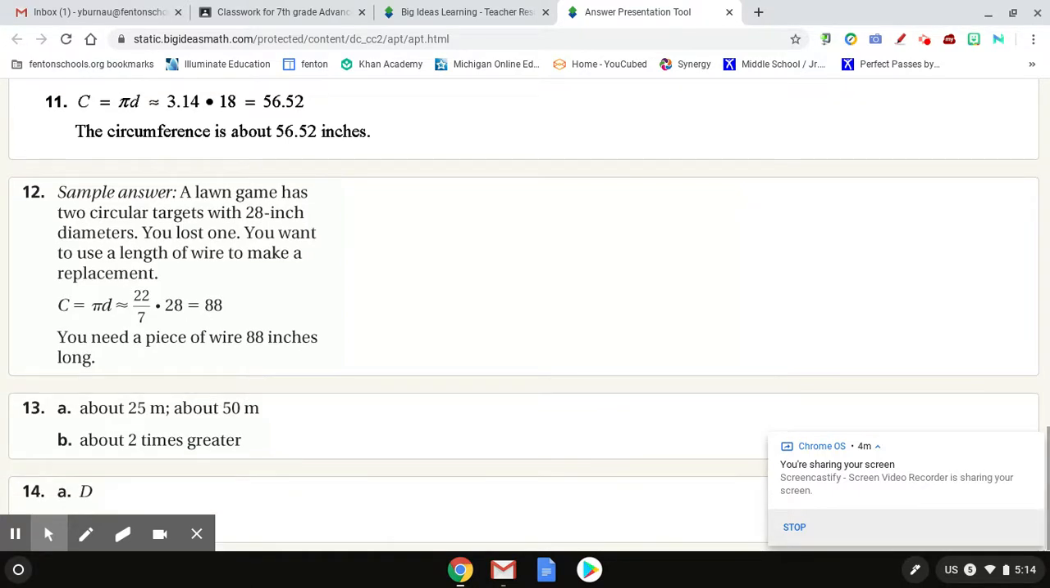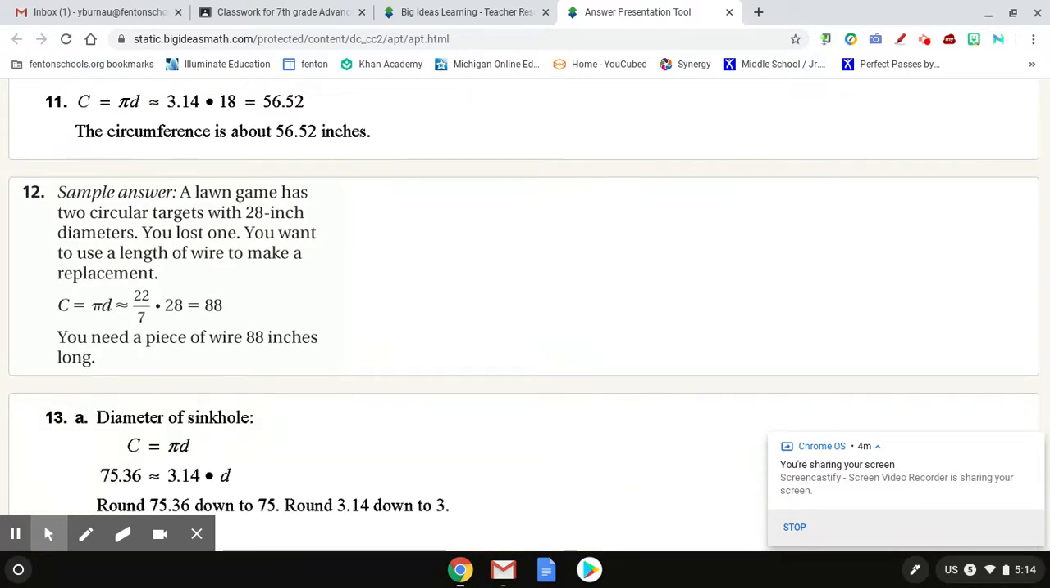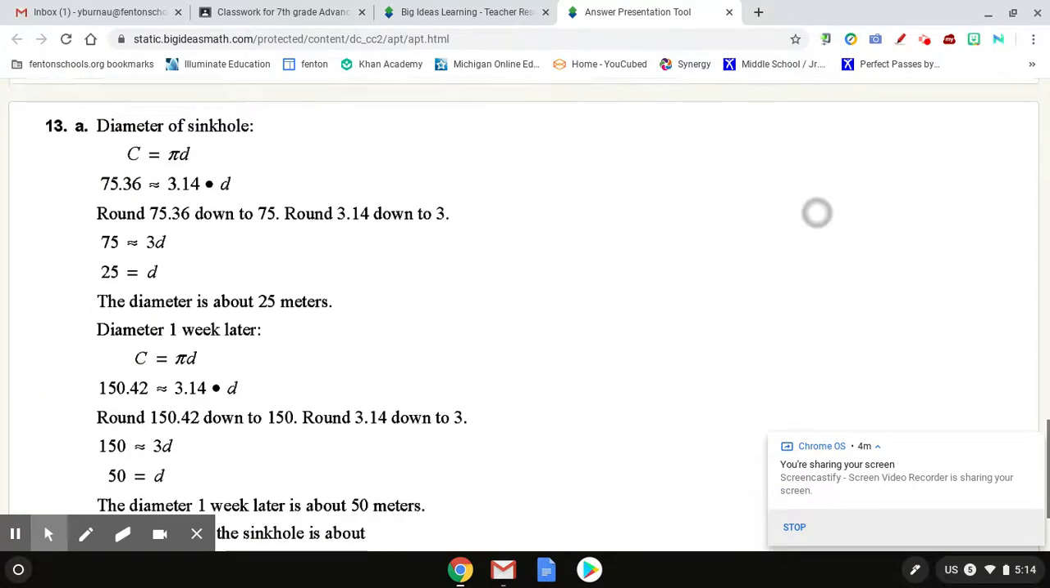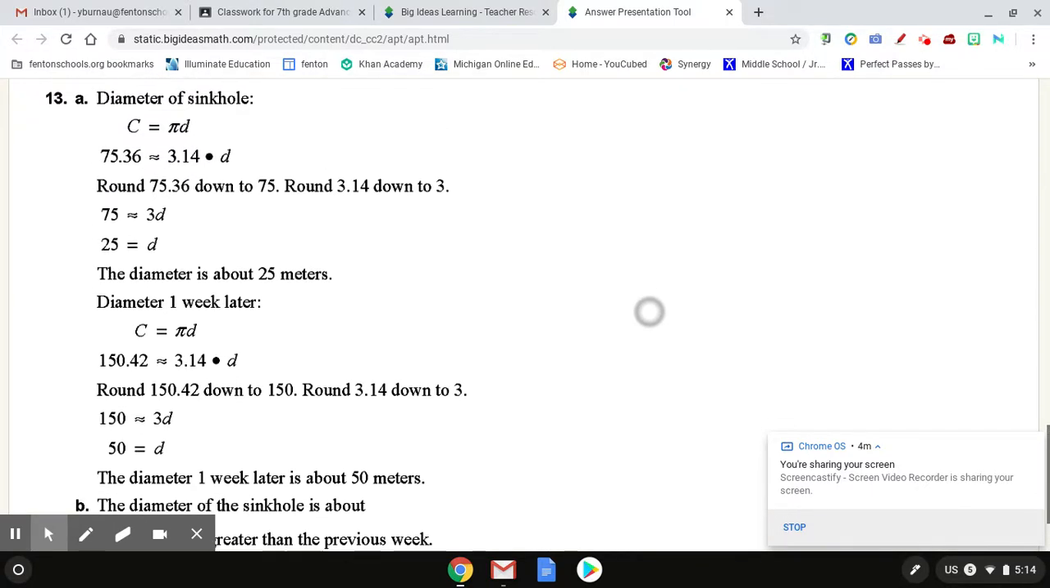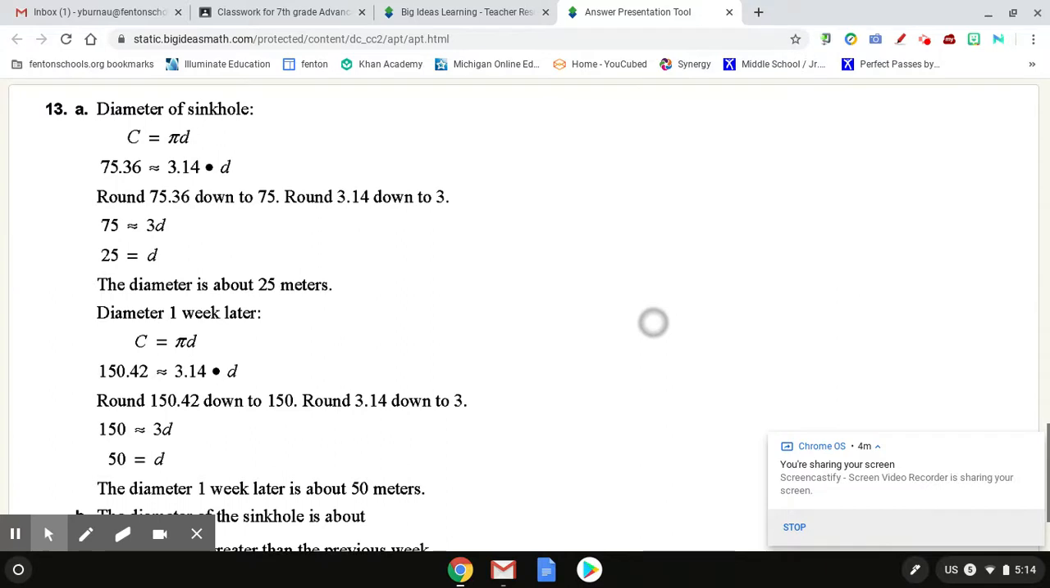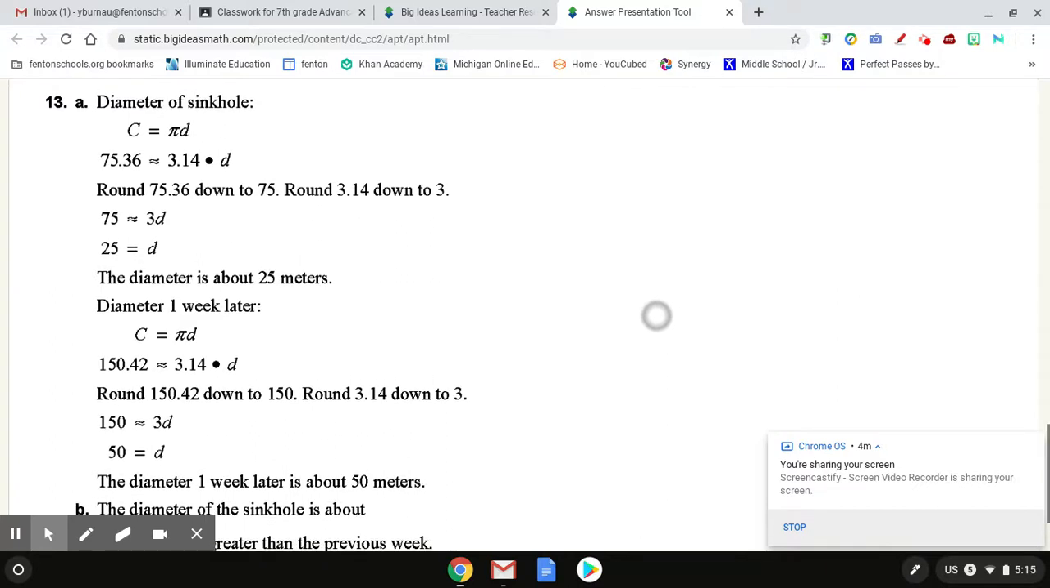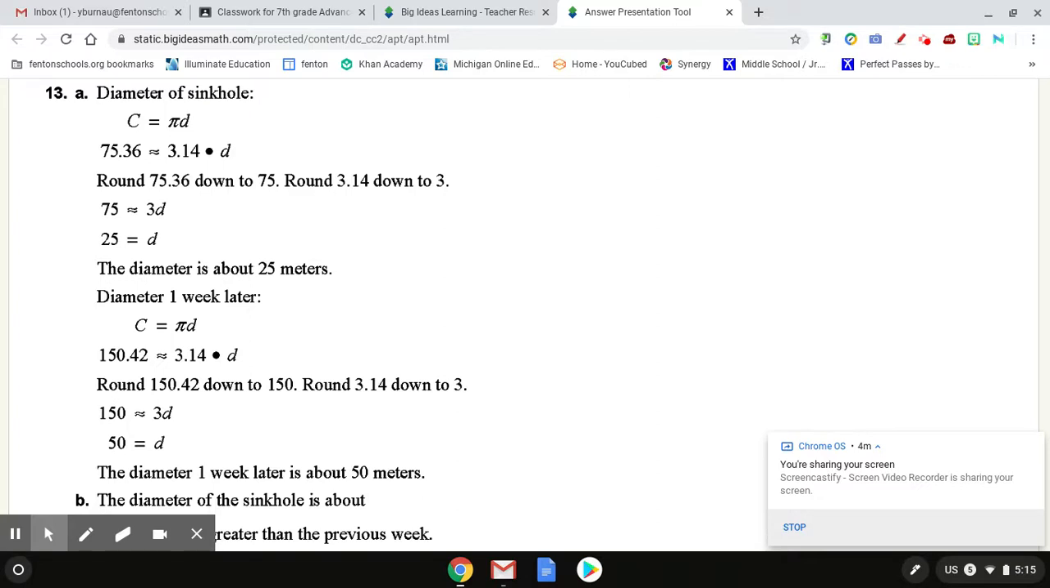All right, number 13, talking about the sinkhole. There is the explanation for part A, okay? So finding the diameter of the sinkhole. And then if you round to about 3, the diameter is about 25 meters. And then they round it again, so then the diameter 1 week later is about 50 meters. Okay. You're going to have to do some solving for D, solving for the diameter.